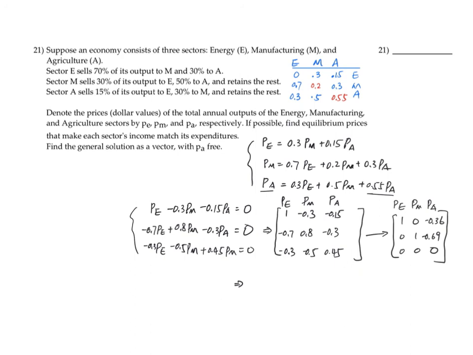So you have PE equals 0.36 PA, and then PM equals 0.69 PA, and PA is free in this case, which is 1 times PA, right? And if you factor out the PA, therefore this is your answer. So factor out the PA, so it's going to be this vector times the PA. That's the answer.